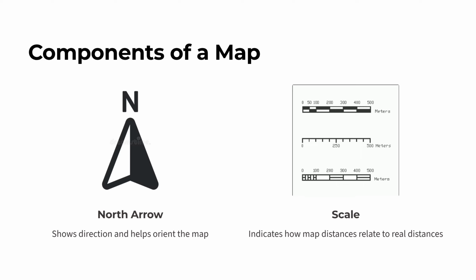Second, the scale. Remember we spoke about scale earlier? It tells us the relationship between distance on the map and real distance on the ground. Without a scale, you wouldn't know how far one place is from another.